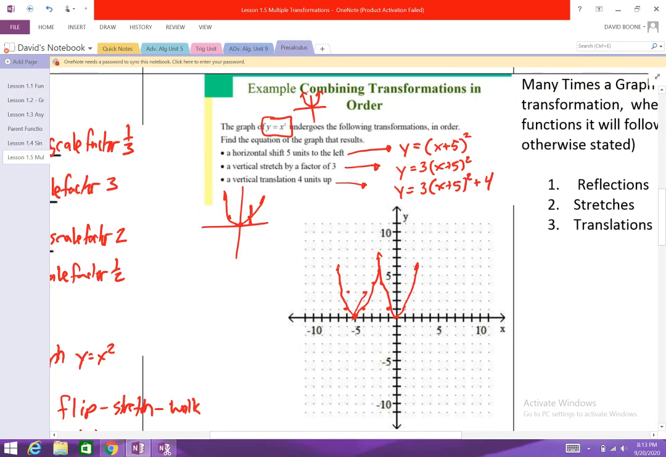So now it's this. And I'm going to move it up 4 units. So then 1, 2, 3, 4. So it's really right here. Now instead of going to 1, 1, I'm going to go over 1 and then up 3. And that's where that graph would end up.